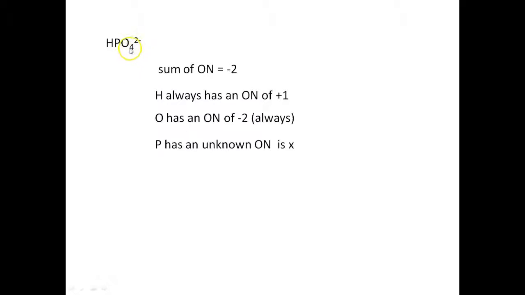If we did it in our head, we'd say 4 times -2 is -8, plus 1 would leave us at -7. So what do I have to add to -7 to get to -2? Right? 1 from the hydrogen, 4 times -2 for all 4 of my oxygens, and I get +5 for my phosphorus.